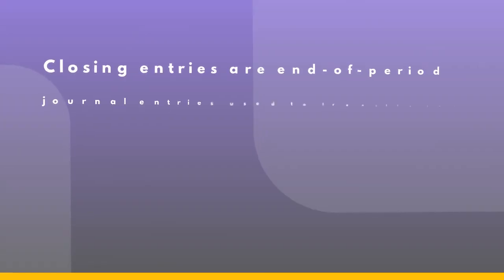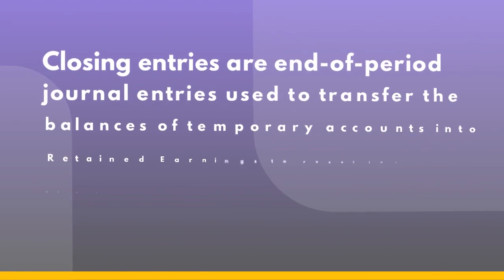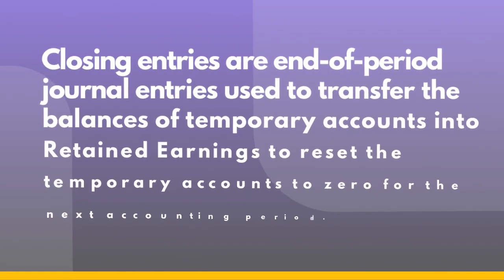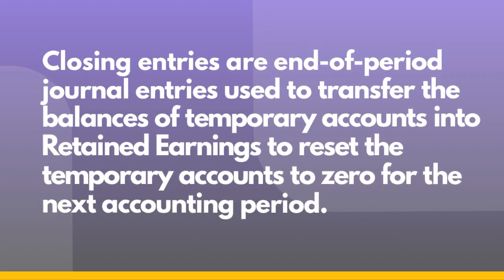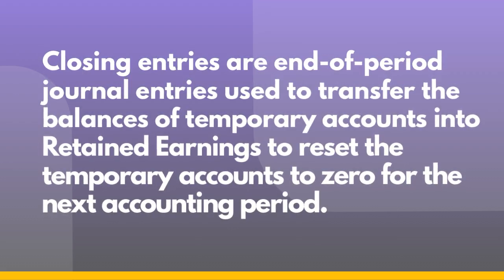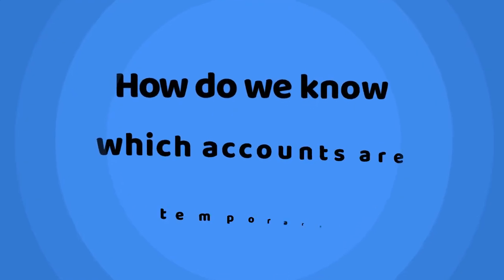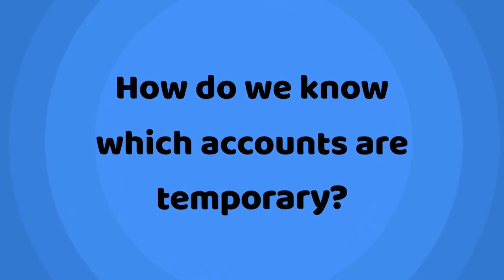Okay, on to the actual definition. Closing entries are end-of-period journal entries used to transfer the balances of temporary accounts into retained earnings to reset the temporary account to zero for the next accounting period. How do we even know which accounts are temporary and need to close?